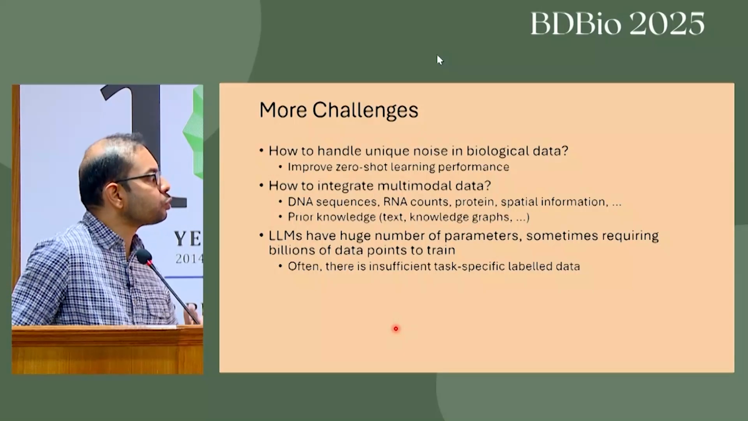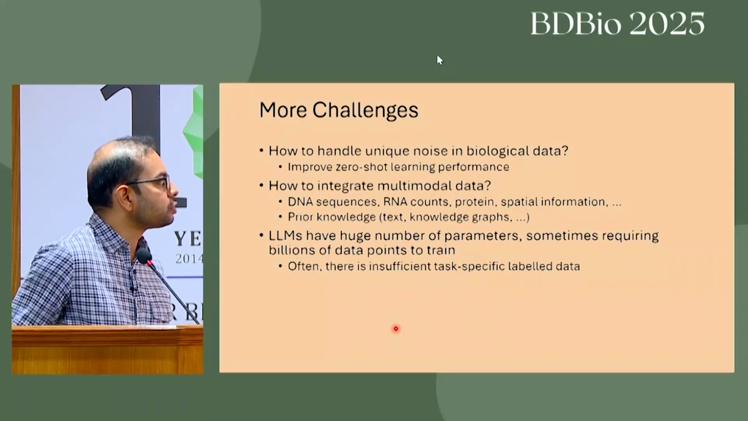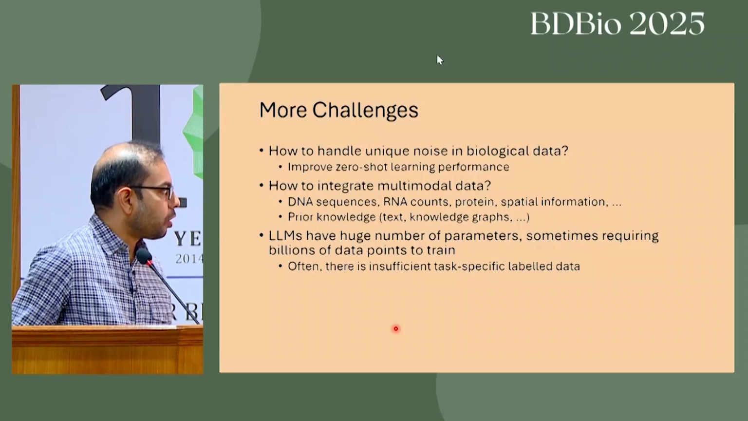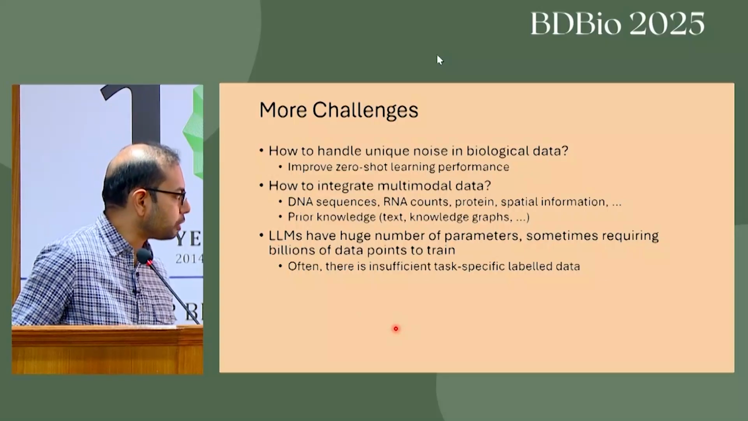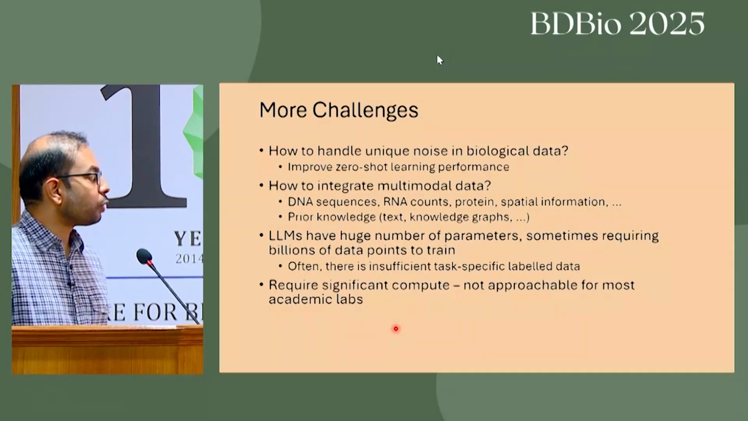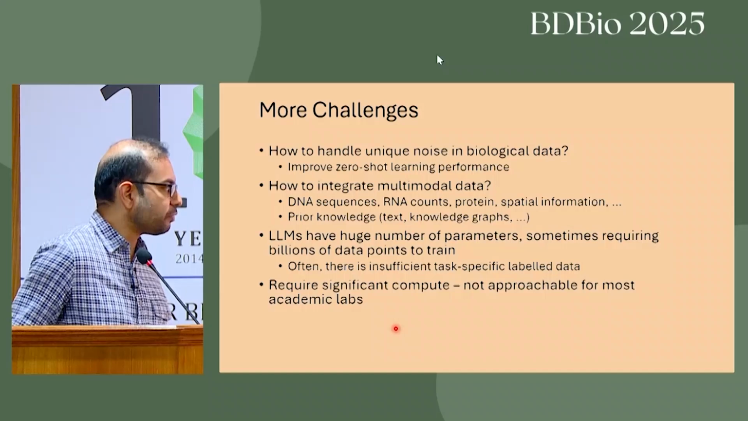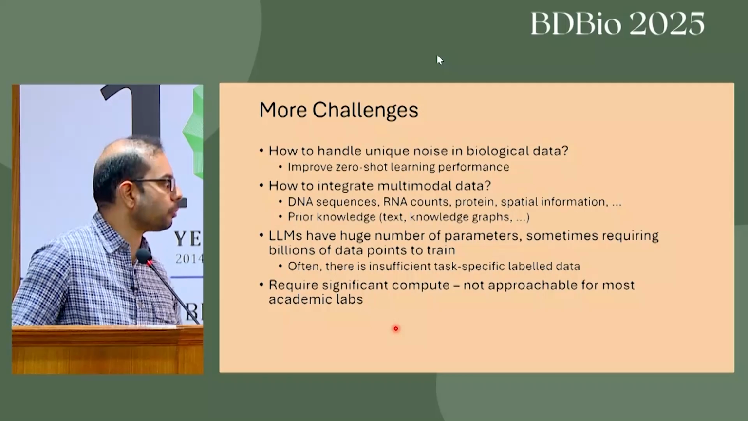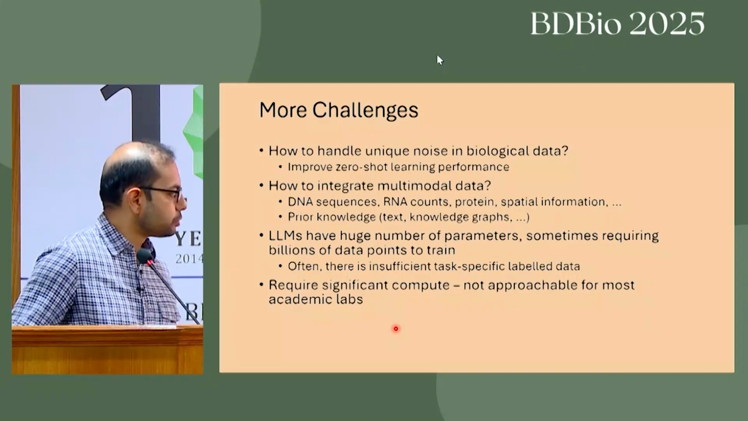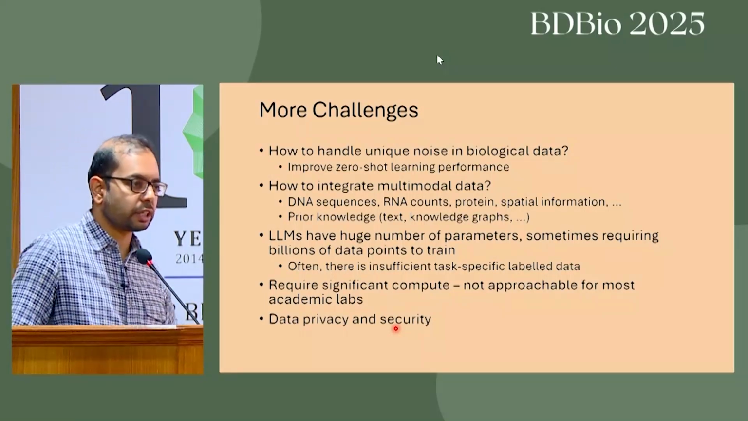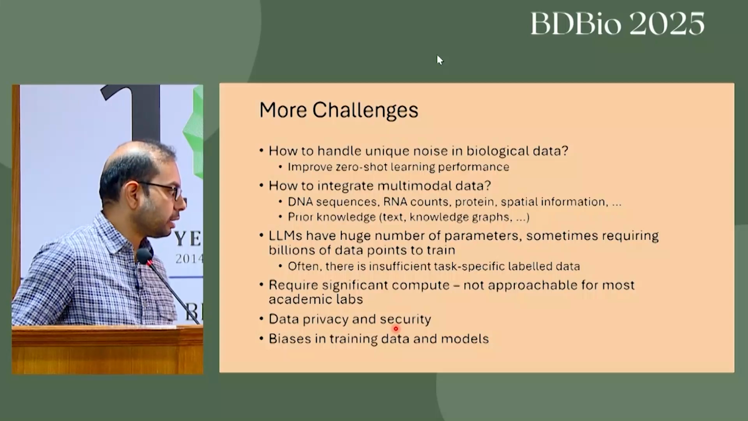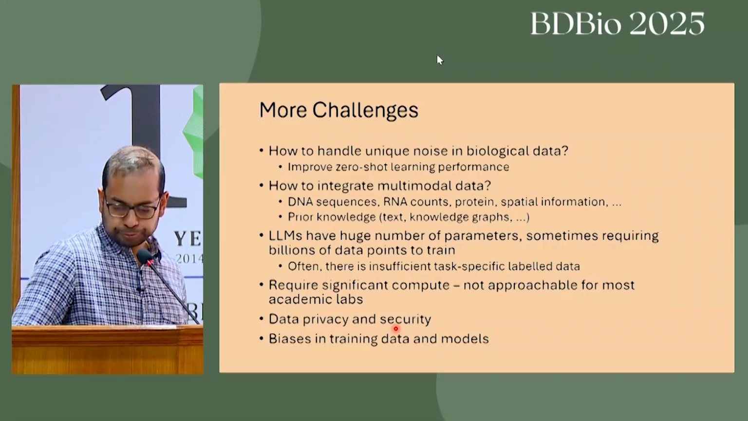Also, LLMs have a huge number of parameters, sometimes requiring billions of data points to train. Often there is insufficient task-specific labeled data. So what do we do about that? It requires significant compute, which is not approachable for many academic labs. So how do we get around that? There are data privacy and security issues, and there are biases in data and models.